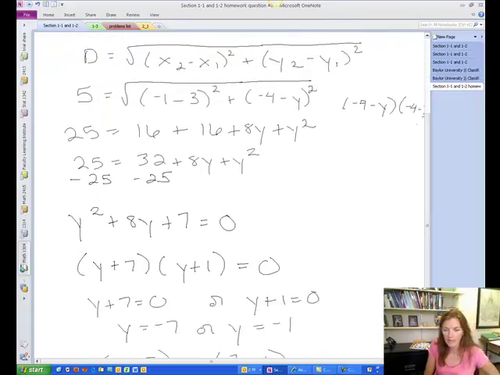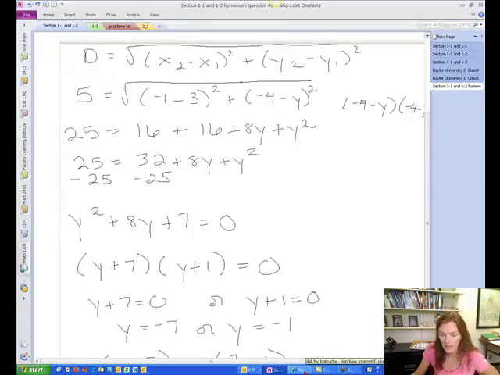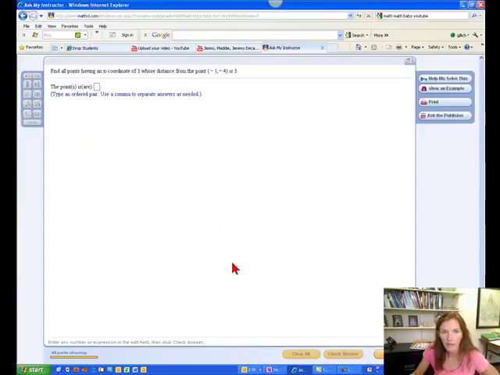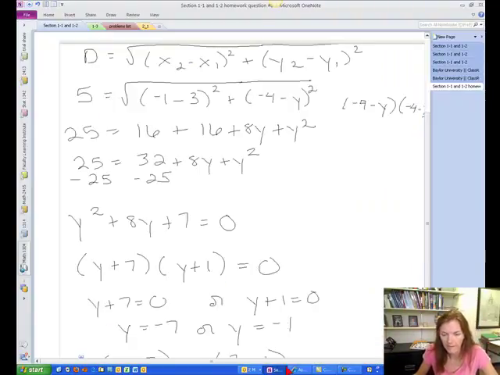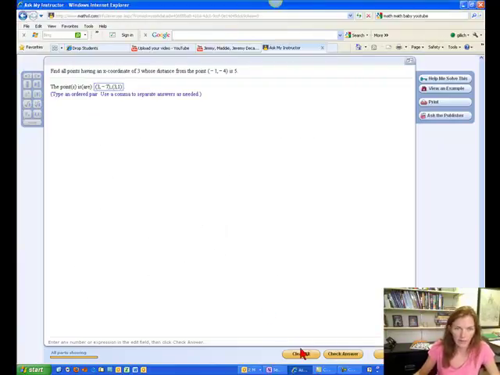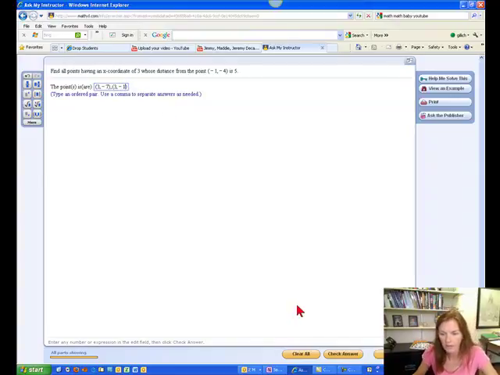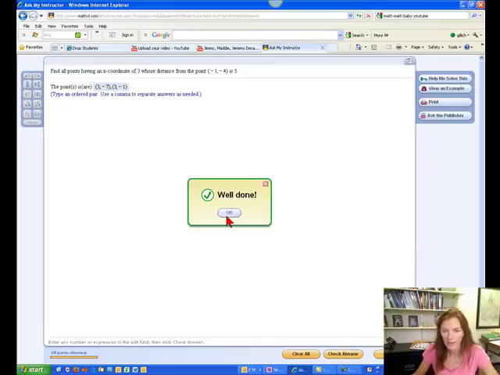Okay, so let's type this in and see if I got it right. So (3, -7) and (3, -1). So you do parenthesis 3, -7, close parenthesis, then you do a comma to separate your answers, and then parenthesis 3, 1. Or was it -1? I forgot. I think it was -1, right? Yeah, (3, -1). Okay, and let's check the answer. All right, there you go.